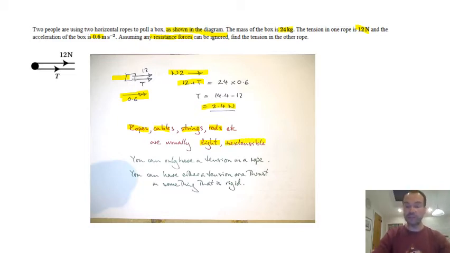Inextensible: if two things are on both ends of a string and it doesn't stretch, when that one moves, that one's going to move at the same time, okay? An inextensible string doesn't stretch. Either end of it moves at the same rate. You can only have a tension in a rope, in a cable, in a string, but in something that is rigid, you can either have a tension, a pulling force, or a thrust, a pushing force, okay? Tension and thrust.